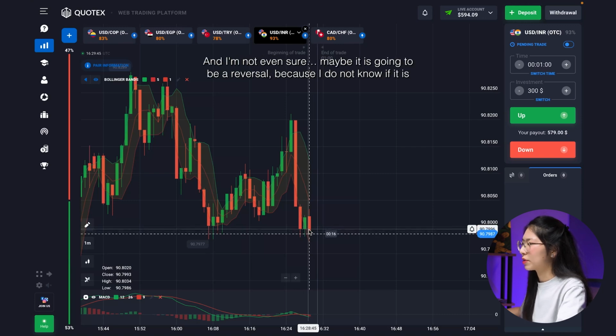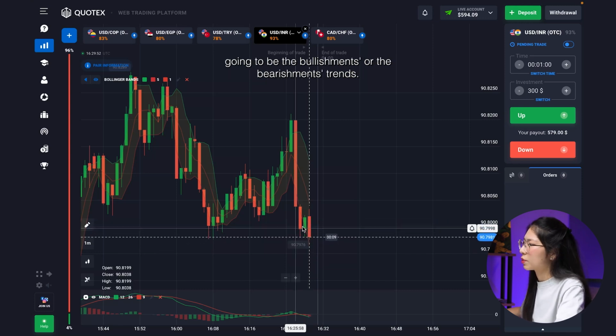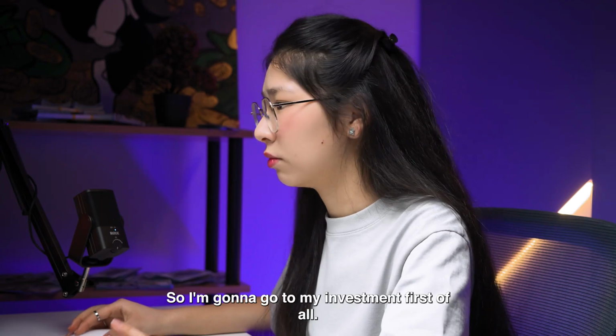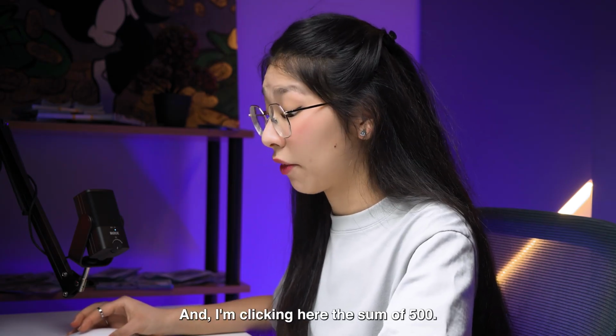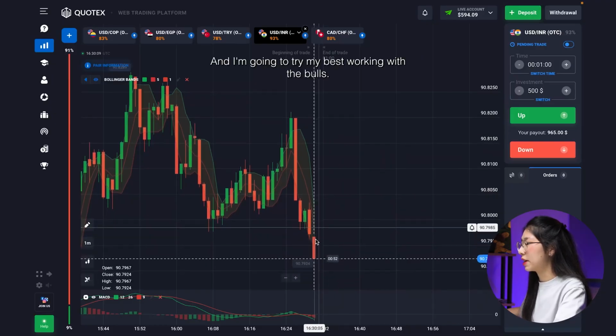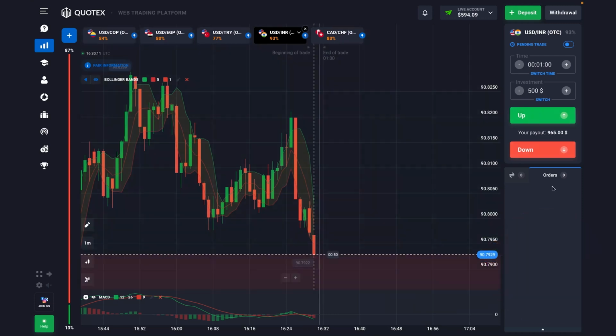I'm not even sure, maybe it's going to be a reversal, because I don't know if it's going to be a bullish or bearish trend. I'm going to go to my investment first of all, and I'm clicking here the sum of $500. Yes, it is, and I'm going to try my best working with the bulls.